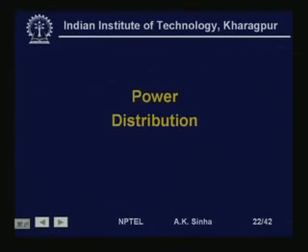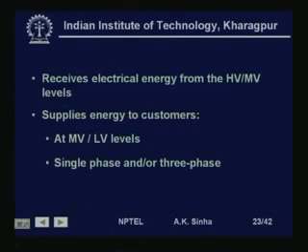Next is power distribution systems. Once we have transmitted the power near the load center, it is the distribution system which distributes it to individual consumers. The distribution system receives electrical energy at high voltage and medium voltage levels from the transmission system and sub-transmission systems. In fact, below the transmission system we also have what we call a sub-transmission system, but generally all this is clubbed into one part which we call the transmission system. Then it supplies this energy to the consumers at medium and low voltage levels.